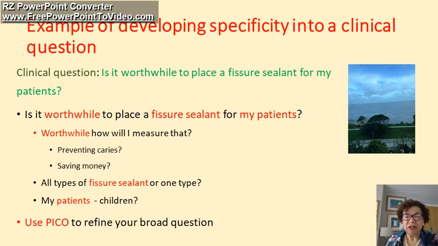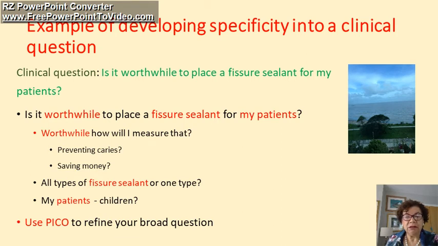What type of fissure sealant are we interested in? Should they be only resin-based? What about glass ionomer as fissure sealant? This may cost less to provide, but is it as effective as resin-based sealants?